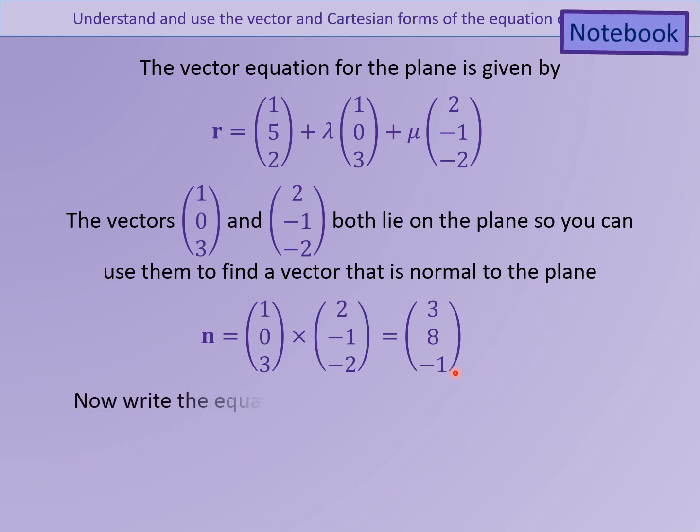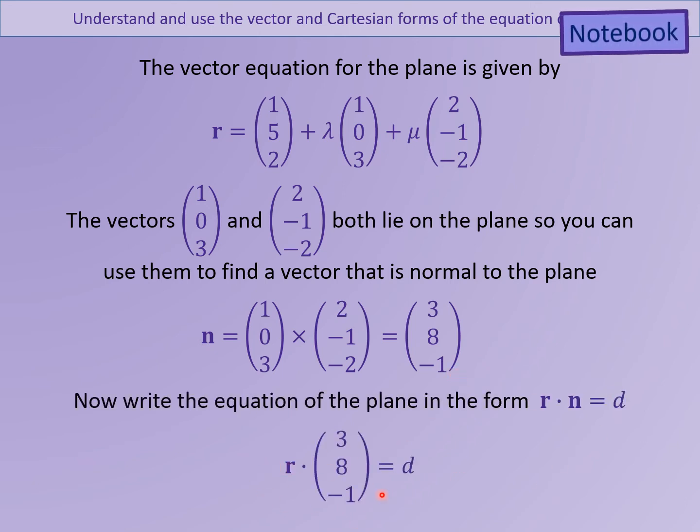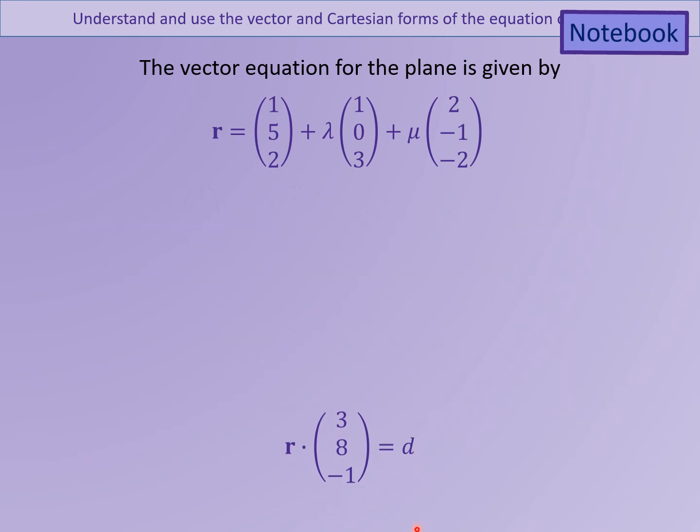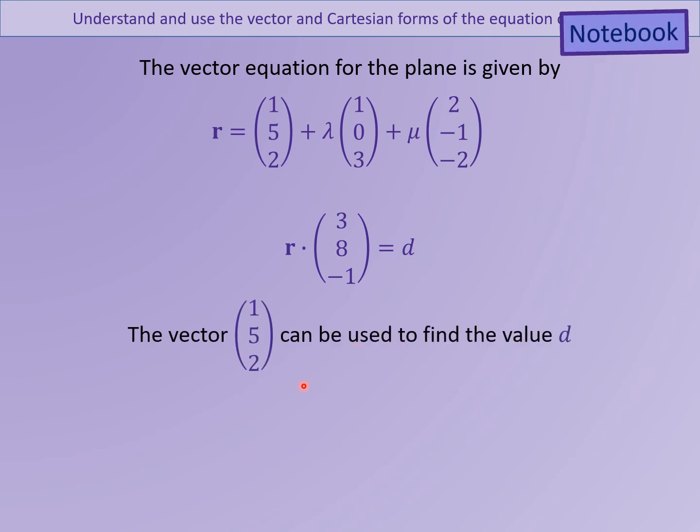Once I've got the normal vector, I can write it in r dot n equals d. There we go, r dot n equals d. Now to work out d, I need to know a point on the plane. Now a point on the plane is the 1, 5, 2. So I can use that 1, 5, 2 and substitute that in. That is a point on the plane. That's a general point that I can use for r. I can't use these. Don't forget, these are not points on the plane. These are vectors on the plane. So I can't use those.